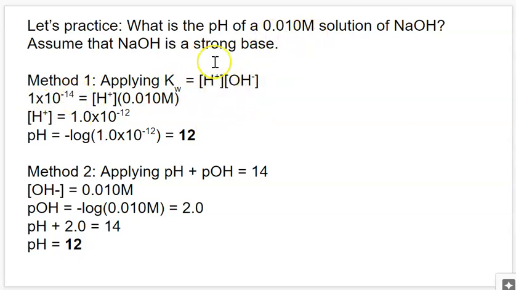We can solve for H+, which in this case is going to be 1 times 10 to the negative 12. And then if we do the negative log of that, we're going to get a pH of 12. The other way to do this would be to apply the pH plus pOH is equal to 14 expression. If we know the hydroxide ion concentration is 0.01, we can calculate the pOH, which will be 2. And we know that pH plus 2 is going to be equal to 14. So we can subtract 2 from 14, and we end up with a pH of 12. So you can see here we applied different methods and got to the same answer.